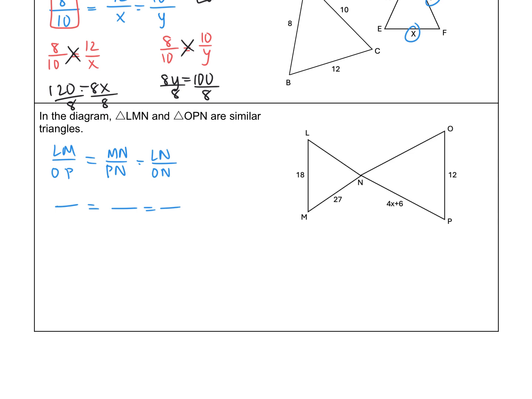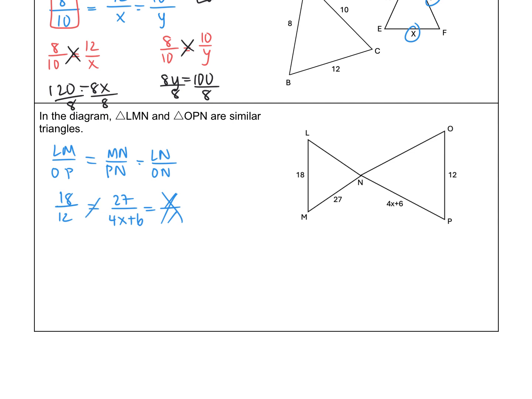LM is 18. OP is 12. MN is 27. PN is 4x plus 6. LN we don't have. ON we don't have. We don't need to put anything there. That just means we don't need those sides. We don't have them, so we don't need them.